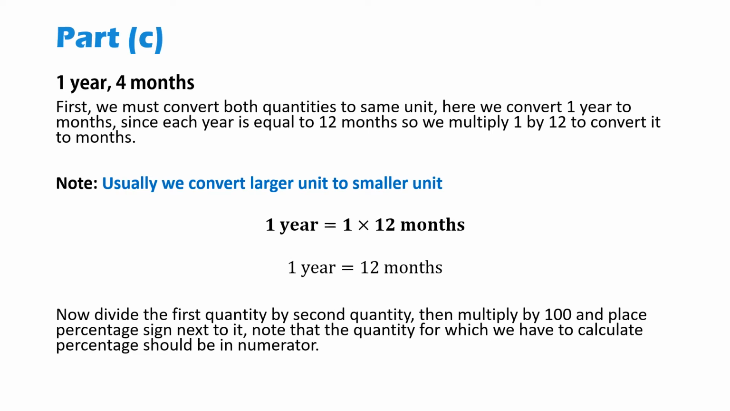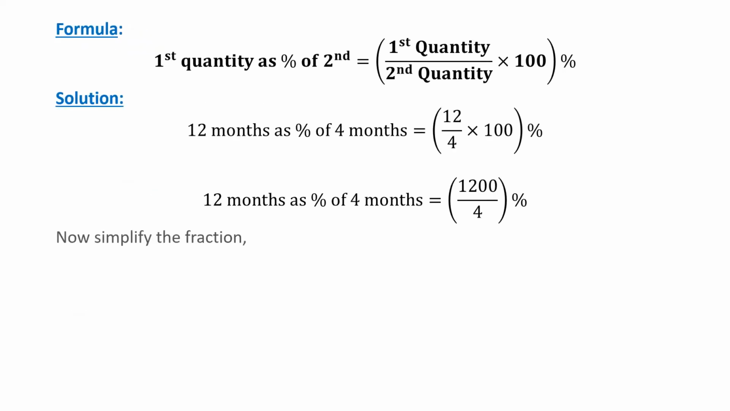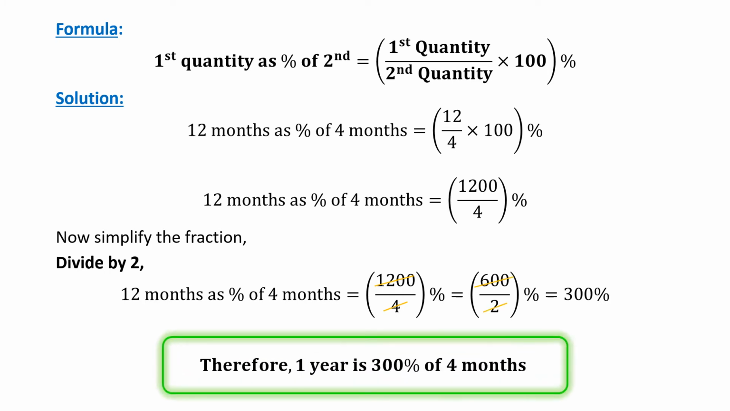Now divide the first quantity by the second quantity, then multiply by 100 and place a percentage sign next to it. Note that the quantity for which we have to calculate the percentage should be in the numerator. Then substitute the values of the first and second quantities in the formula and simplify as shown. After simplification we have 300%, therefore 1 year is 300% of 4 months.